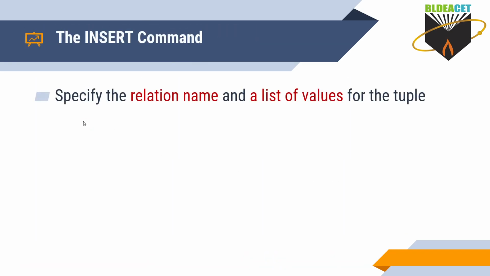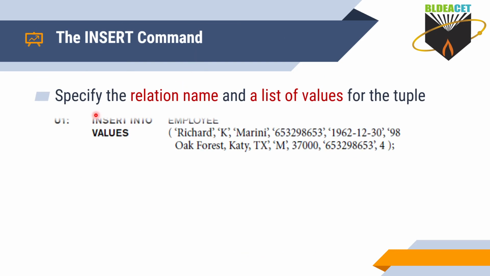Let's see them one by one. First, let's look at the insert command. The insert command specifies the relation name and the list of values for the tuple: for which relation you want to insert the tuple, that relation name you have to specify, and the values you want to insert to frame that tuple, that list of values you also have to specify. This is your insert command. Insert into is a keyword. Next is the name of the relation for which you want to insert. This employee is already a relation created using the create table command.